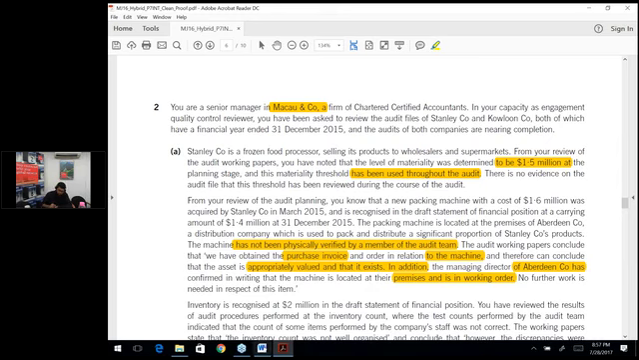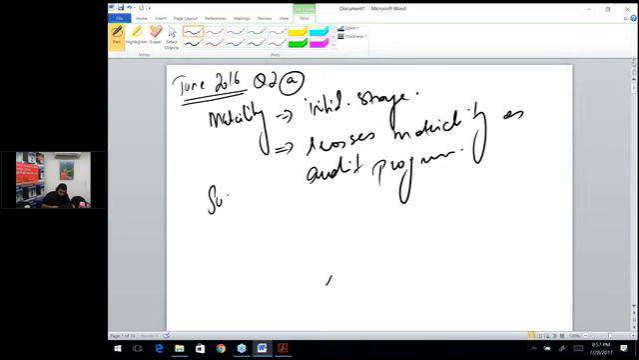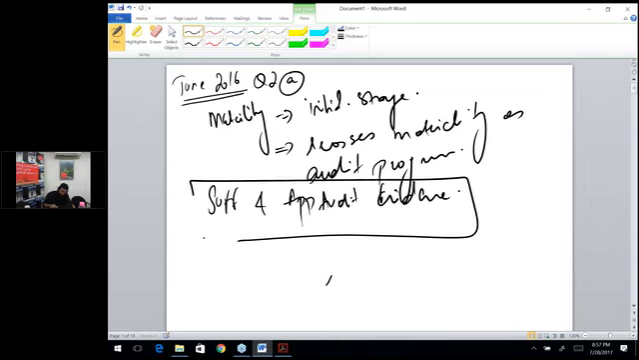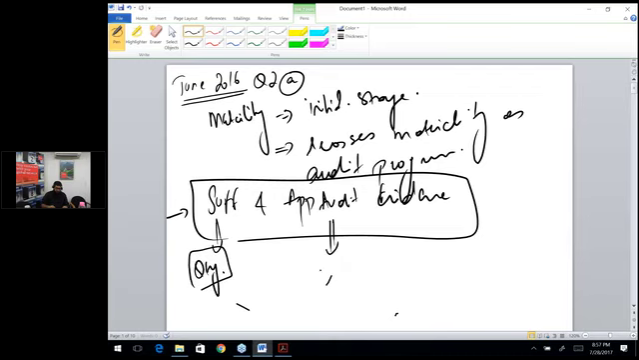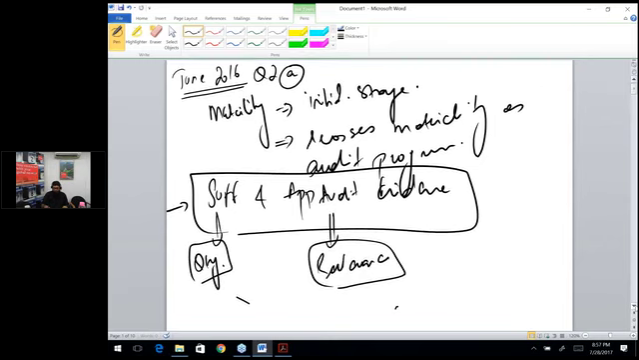Now see, as an auditor, your job is to perform the audit procedures so that you are able to gather sufficient and appropriate audit evidence. Now, what exactly do we mean by that? First of all, sufficiency refers to the quantity of the evidence. The appropriateness means the relevance of the audit evidence.